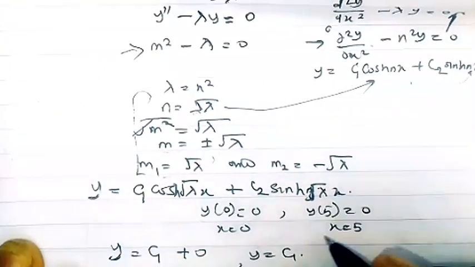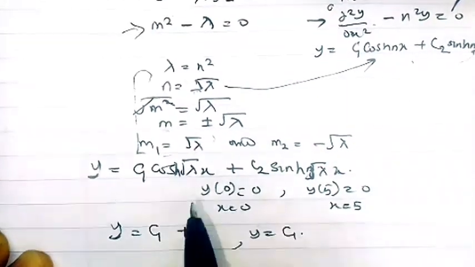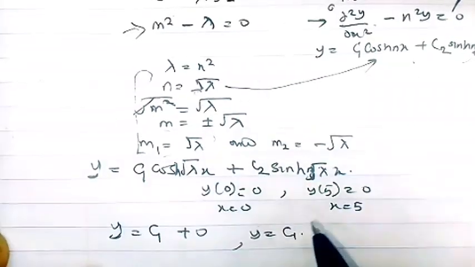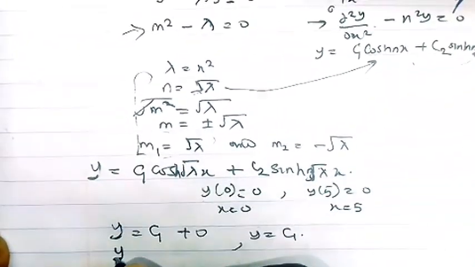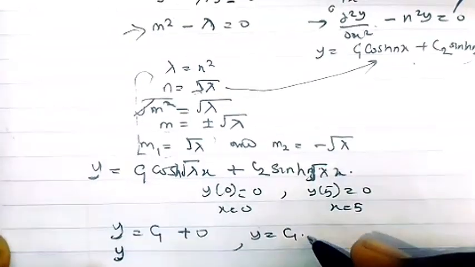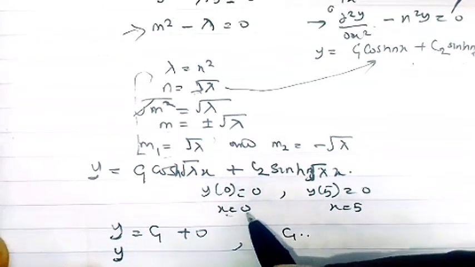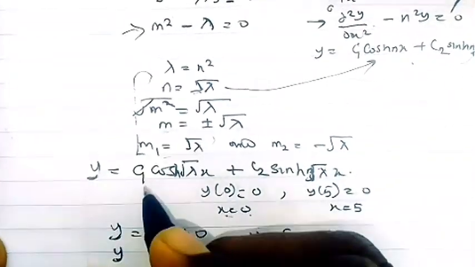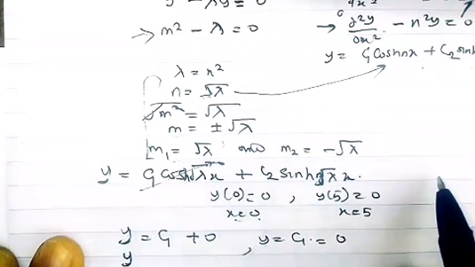Then I apply my second boundary condition, when x is equal to 5. Remember I already have y is equal to c1. And remember, when x is equal to 0, y is equal to 0, which means c1 is also equal to 0. So technically, all this becomes 0, right? c1 is 0, all that becomes 0. So I'll only be working with my second side.